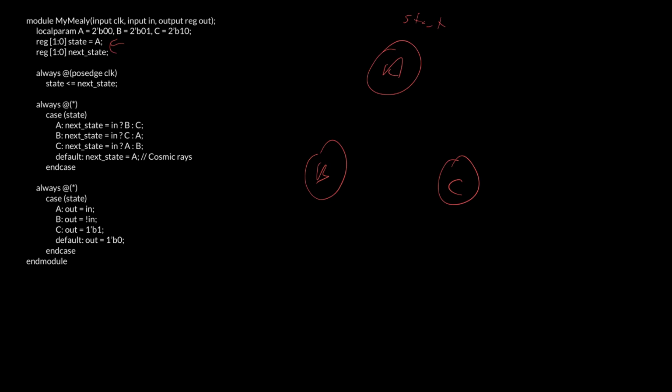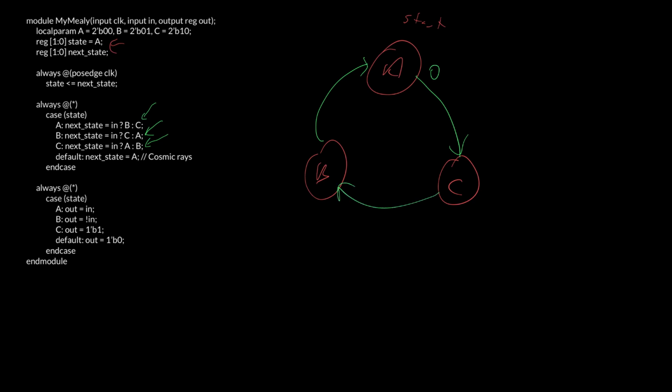So what happens if I'm currently in state A and my input's a 0? Well, I move to state C. If I'm in state B and the input's a 0, I go to state A. If I'm in state C and the input's a 0, I go to state B.